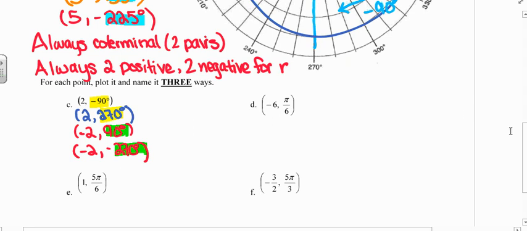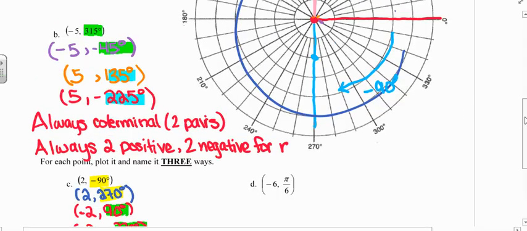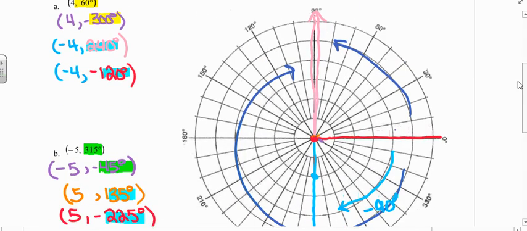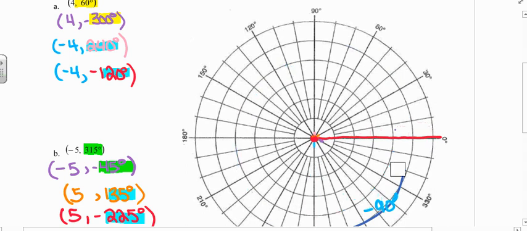Letter D is interesting because we're getting into some radians. And this is an important time to note that if they give you the measure of the angle in degrees, you're going to give your answer in degrees. If they give you the measure of the angle in radians, you are of course going to answer in radians. All right, so let's see what goodness lies in store for us here with letter D.